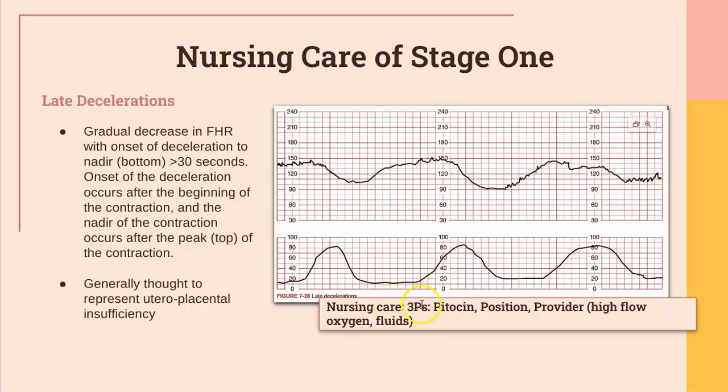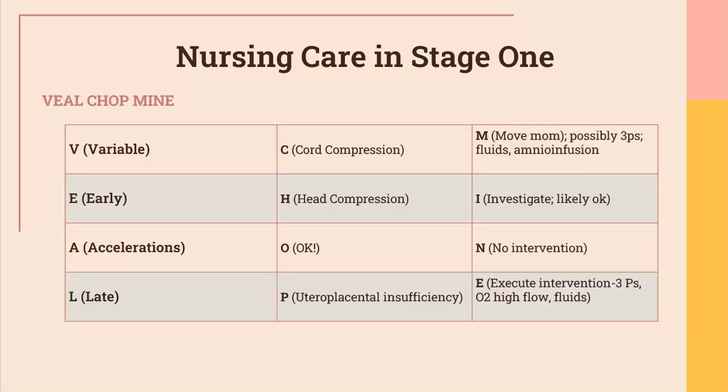So an easy way to remember it again is the 3 Ps: you're going to stop Pitocin, you're going to reposition mom, you're going to call the provider, high flow oxygen via face mask, and probably an increase in fluids as well. So again, this is generally thought to represent uteroplacental insufficiency, which does happen at the end of pregnancy and during labor, but you just don't want to watch this happen continuously and have the effects of hypoxia on your fetus. So you're going to intervene. This is just an easier way to see what you're going to do, and this is what you're going to need to know for this class.